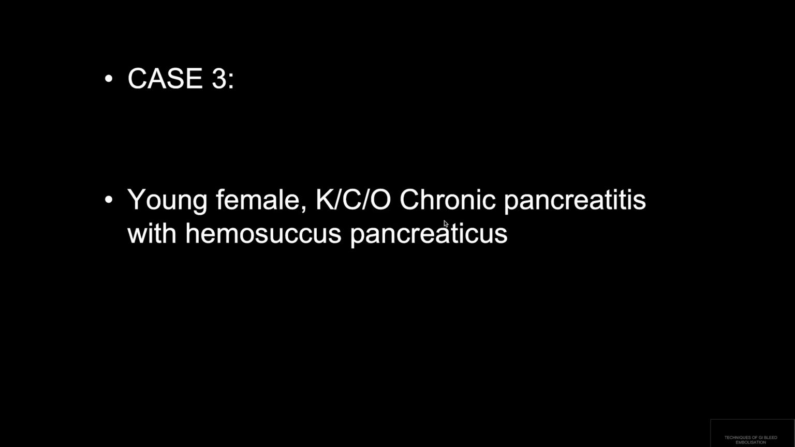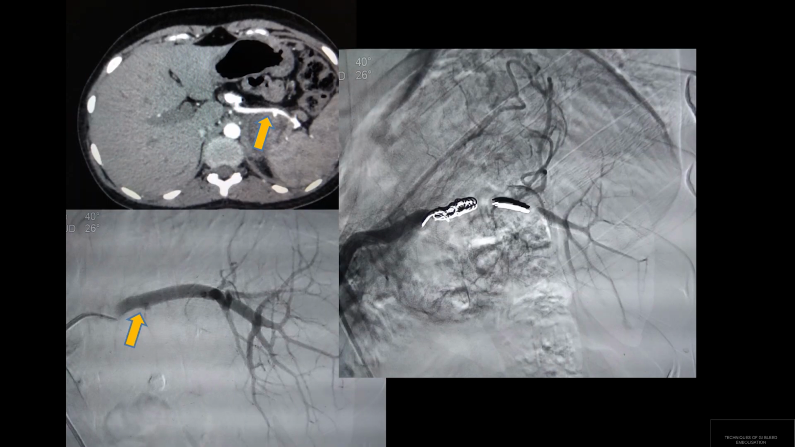So third case, a case of chronic pancreatitis with hemosuccus pancreaticus. She was basically also having hematemesis, and you can see a small subtle pseudoaneurysm. So a superselective angiogram demonstrating the small pseudoaneurysm and trapdoor embolization. So coil packing from distal to proximal, and you can see once embolization has been done, a collateral has opened up distally to supply the spleen.